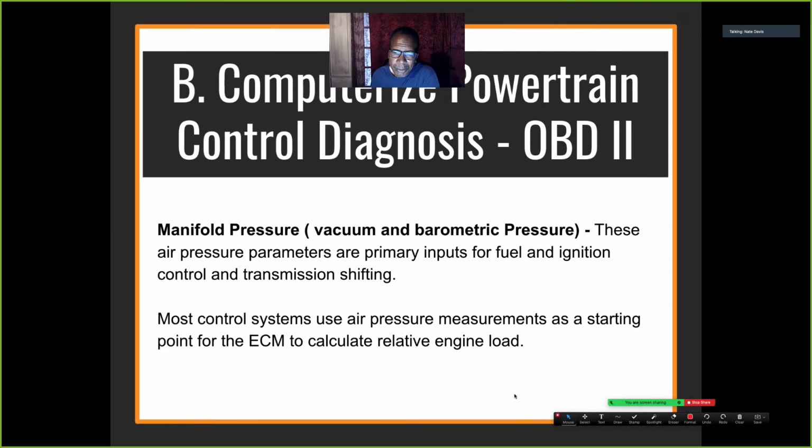Manifold pressure sensor, or vacuum barrel pressure. Now, if it has a MAP sensor on there, it's usually a barrel sensor also, and usually reads the barometric pressure. Say it's a digital signal. Analog works the same way also: analog DC voltage.